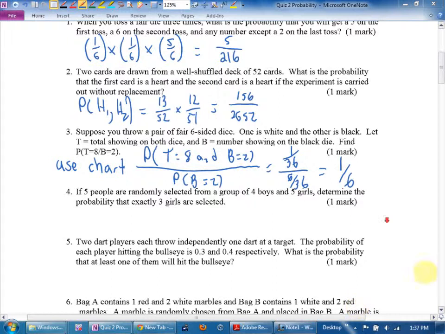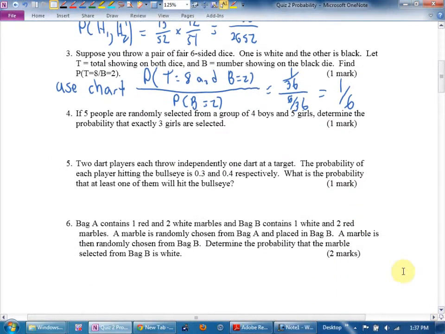Okay, number 4. How many people are we selecting in number 4? 5. Tree? No. Are we selecting without replacement? Bucket, because it's dependent. I'm going to go boys, girls: 4 boys, 5 girls. It says we want 3 girls. How many boys do we have to choose then if we're picking 5 people? 2. My equation's going to look like this: 4 boys choose 2, and 5 girls choose 3.